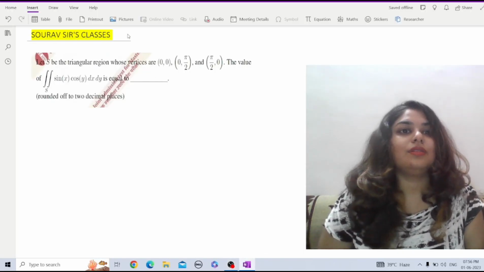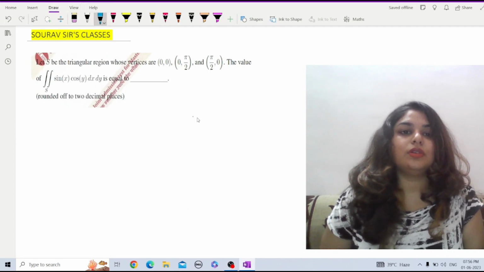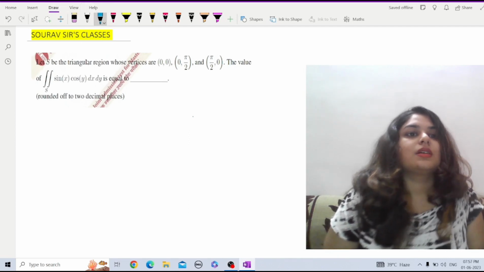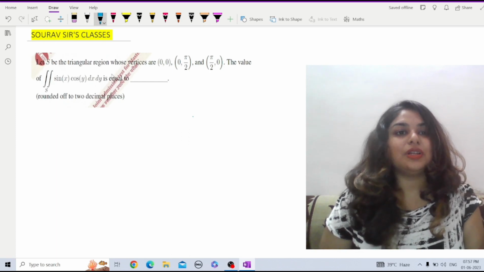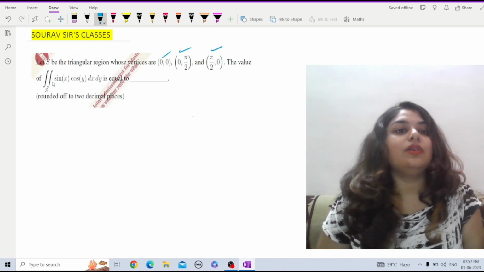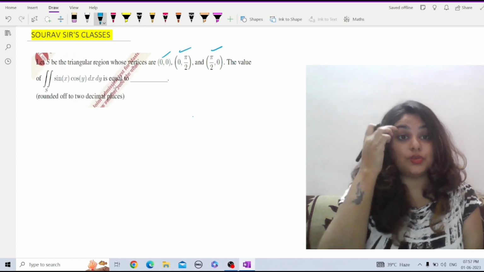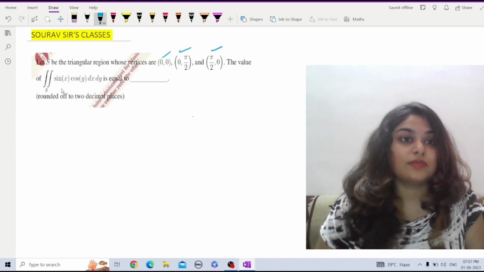So the next question from the IIT JAM Maths 2023 solution. Here it is given that let S be the triangular region whose vertices are (0, 0), (0, pi/2) and (pi/2, 0). Then the value of this integration over S of sin x cos y dx dy is equal to? So we have to calculate this. So we have to integrate.